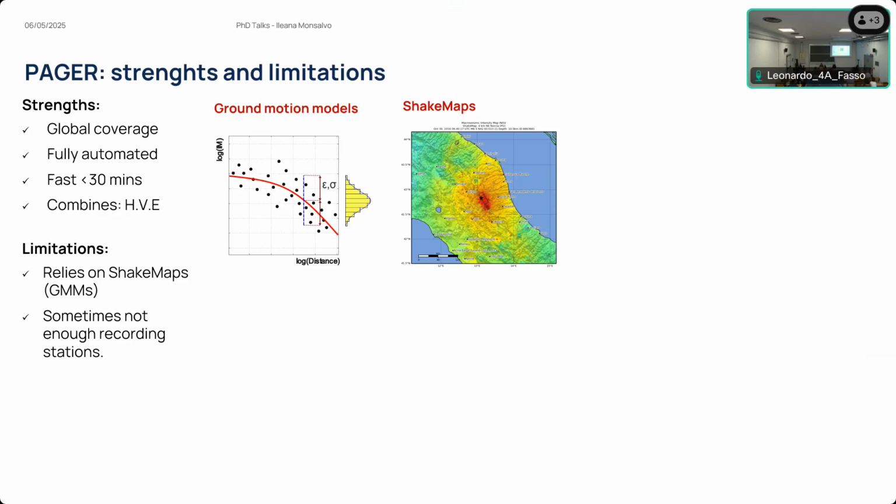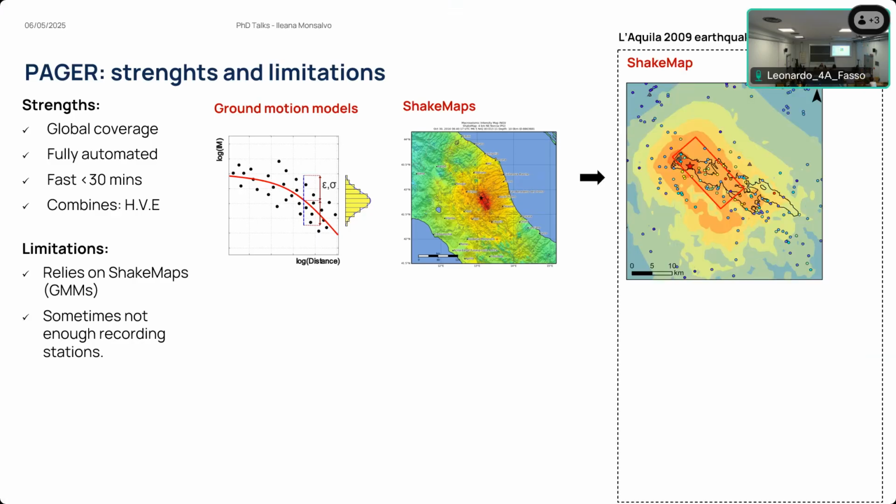And the other one is that sometimes there are not enough recording stations to constrain the shake map, and as a result, the estimation of the ground motion may be simplified a bit. Here I am showing the estimation of the ground motion obtained by ShakeMap for the L'Aquila 2009 earthquake.